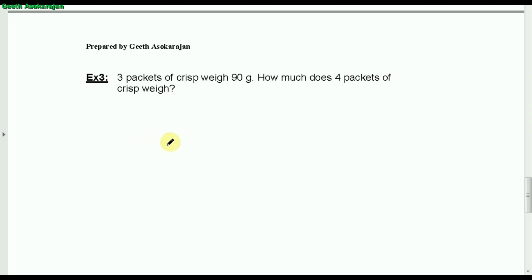Right, example number 3. 3 packets of crisps weigh 90 grams. How much do 4 packets of crisps weigh? So let's write this down mathematically. So we know 3 packets weigh 90 grams. So in step number 1, let's work out the weight of 1 packet of crisps.